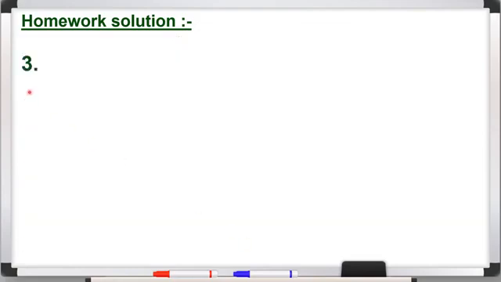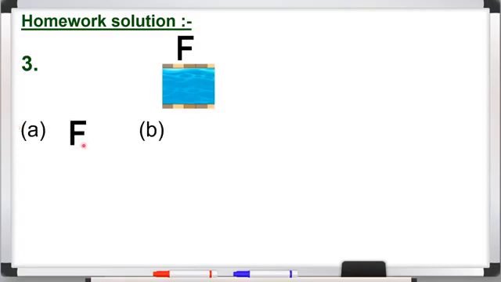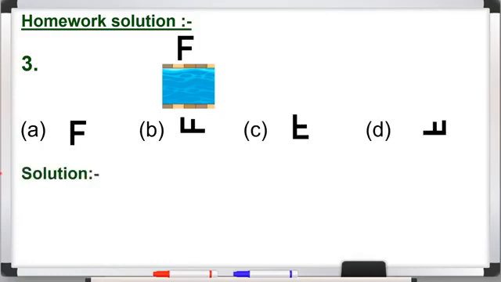Now question number 3, F. Now we have to see the water image of F and our options are A like this, B like this, C like this, and D like this. Okay, so now we have to do its solution.